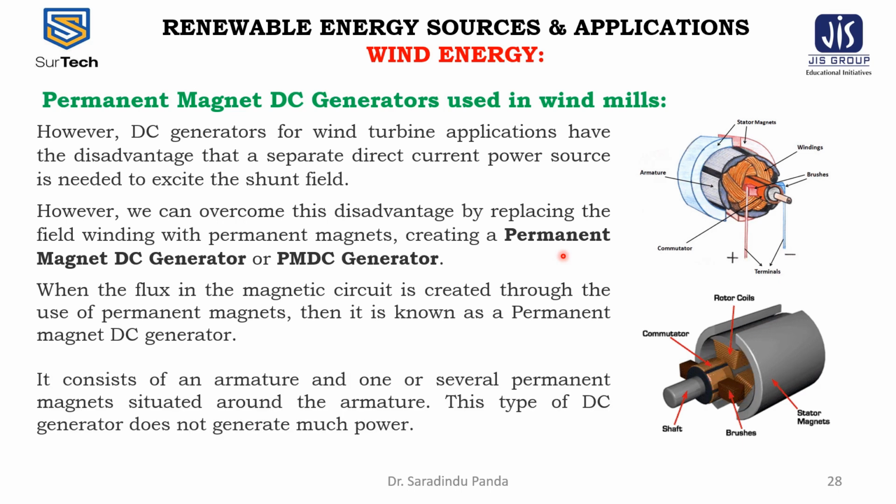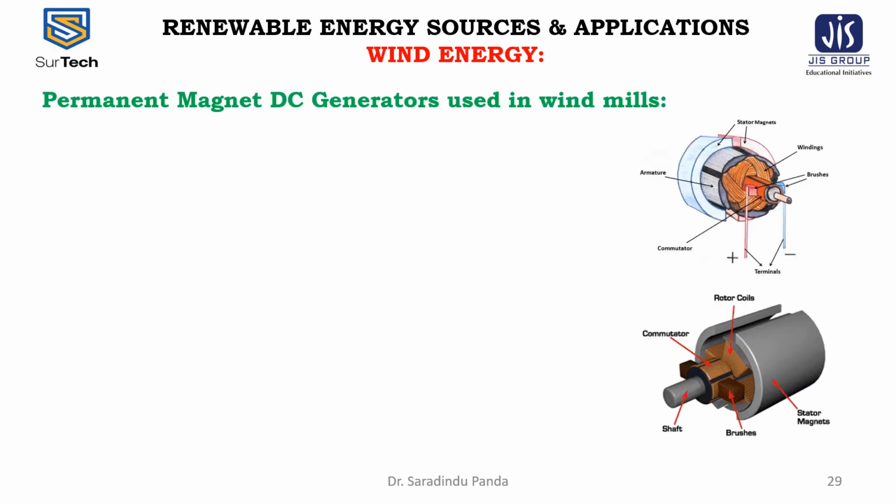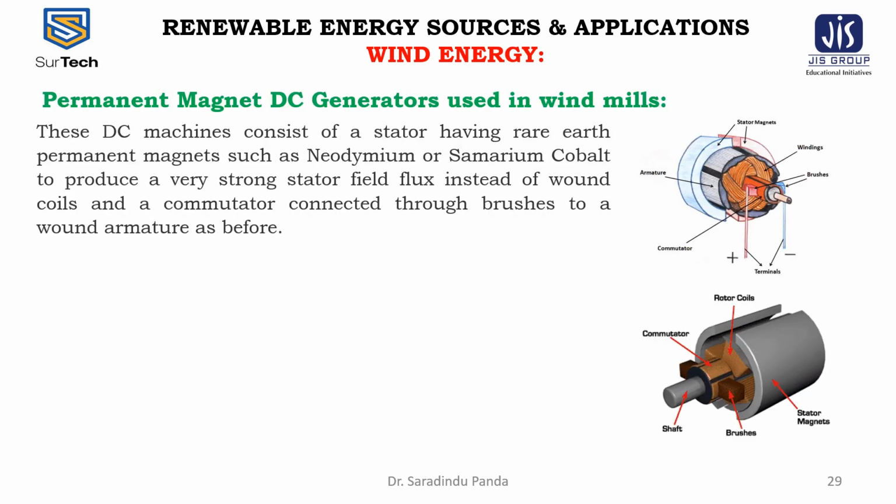It consists of an armature. This is the armature, and one or several permanent magnets situated around the armature. So this is the armature, and this is the windings, and this is the rotor coils, and this is the stator magnets. Okay. Now these DC machines consist of a stator.